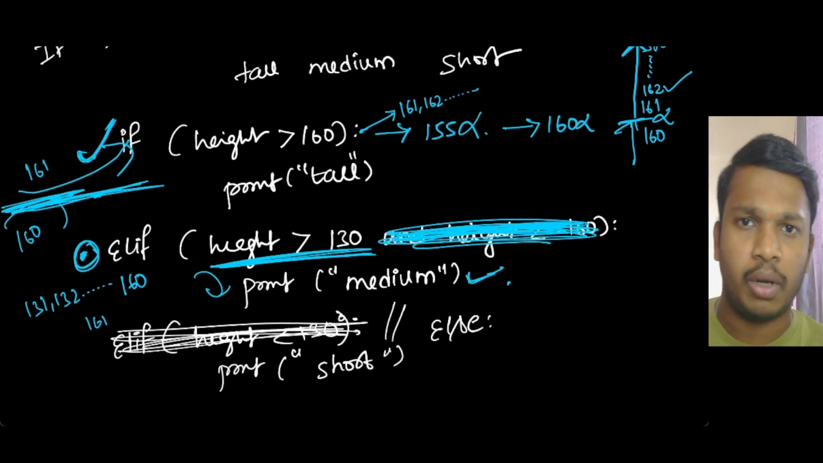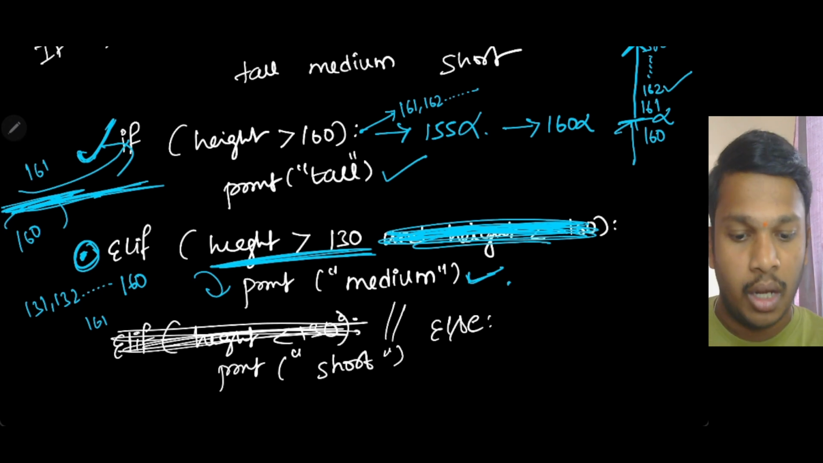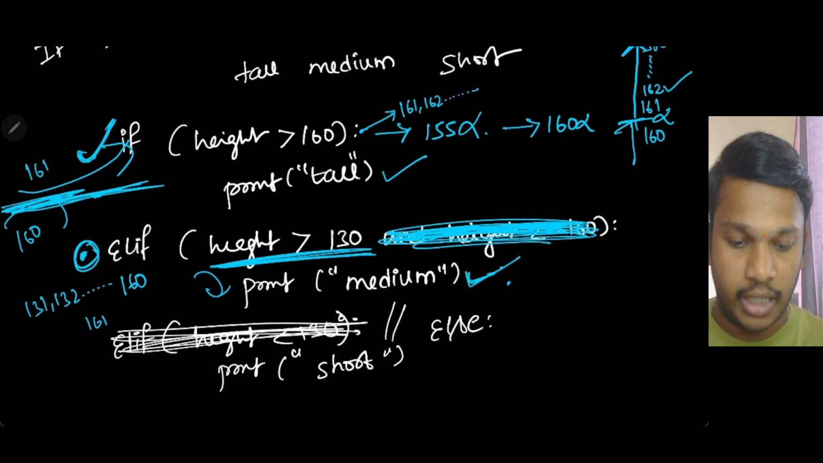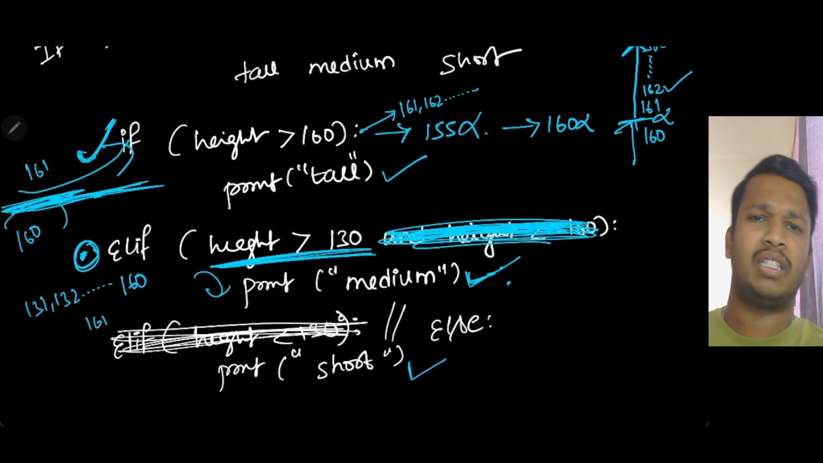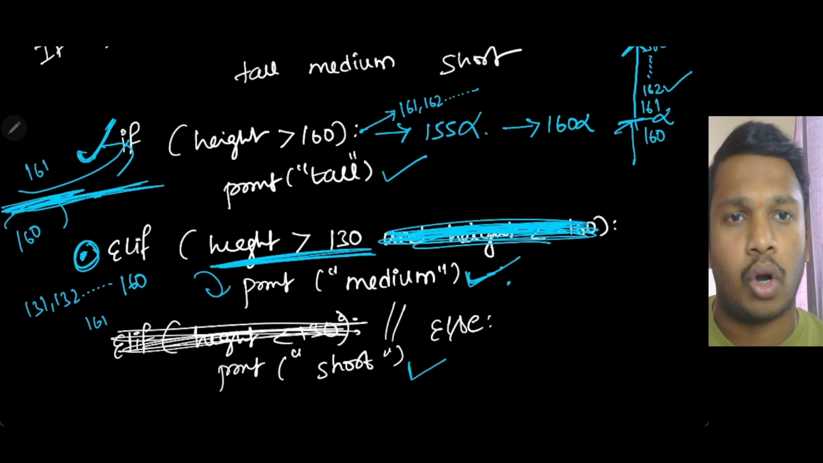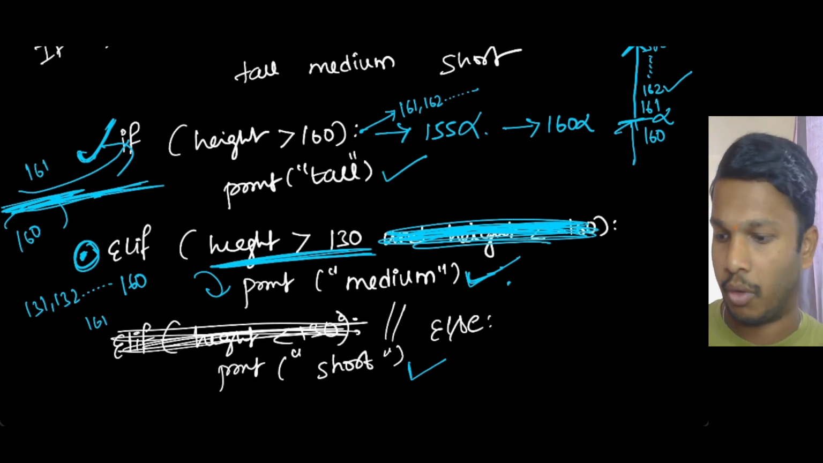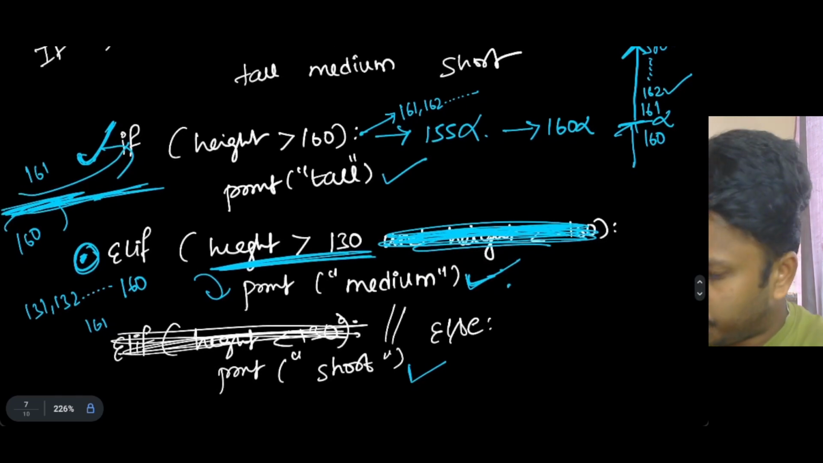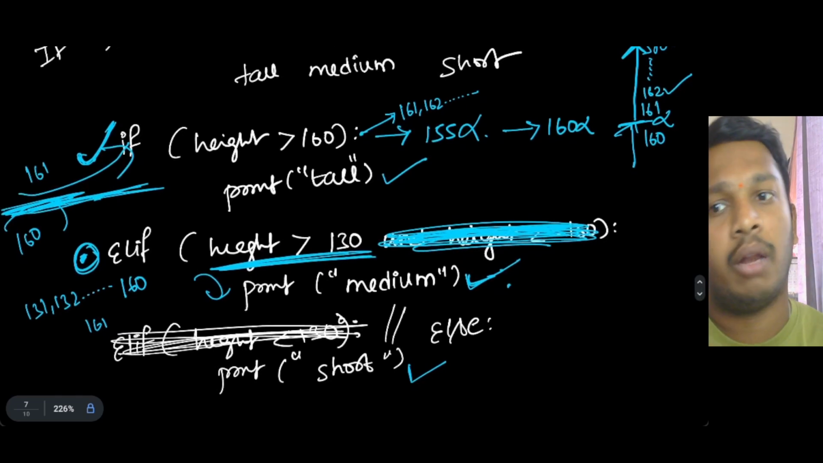The code is very simple. If the height is greater than 160, this part. If height is greater than 130, this part. Else, both the conditions fail, then this is the one that will execute. It will print short. Okay, that's all. This is a very simple program. Now we'll write the Python program and verify the results also.